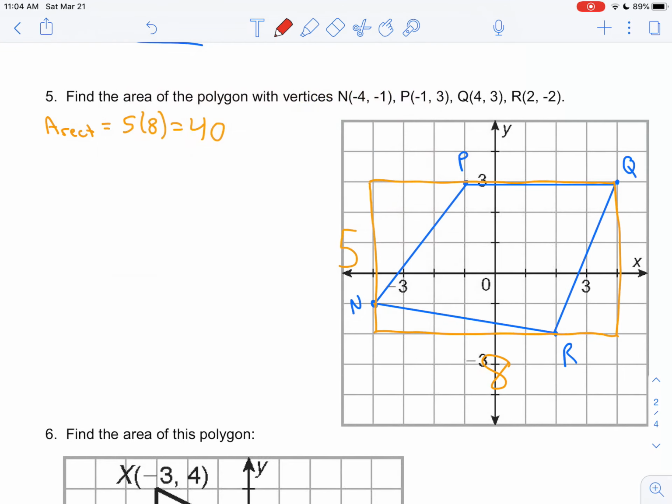Now I'm going to keep switching colors. I'm going to call this triangle 1, and that's a right triangle. So the area is 1/2 times base times height. I'm going to say that my base is 3 and my height is 4. So my area of triangle 1 is 1/2 times base times height, and that's 6.